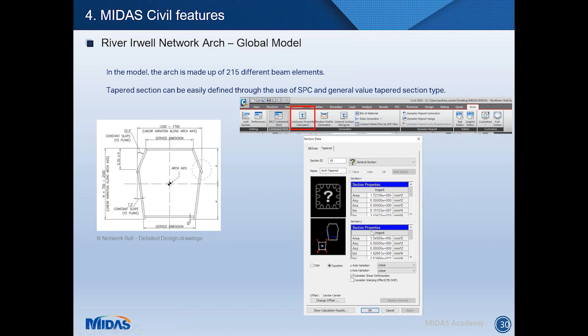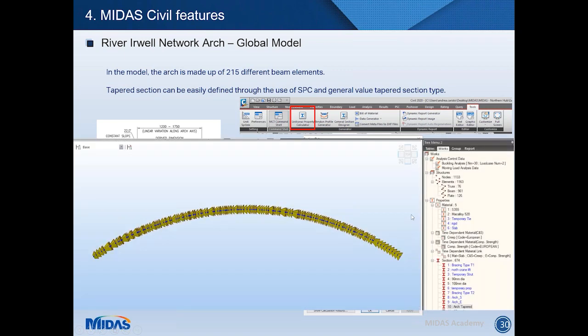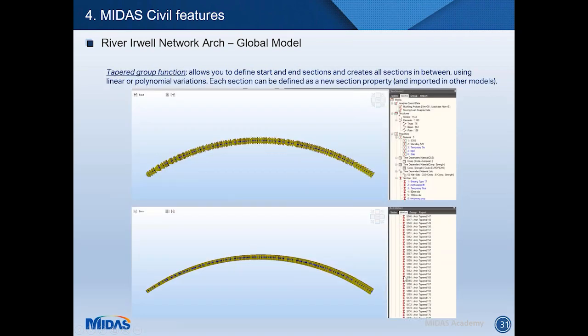If we have the arch and we apply this section and our arch is subdivided into multiple sub-elements, the result will be this, which is not quite what you want to get. So how do we go from this to actually the arch shape that we want?